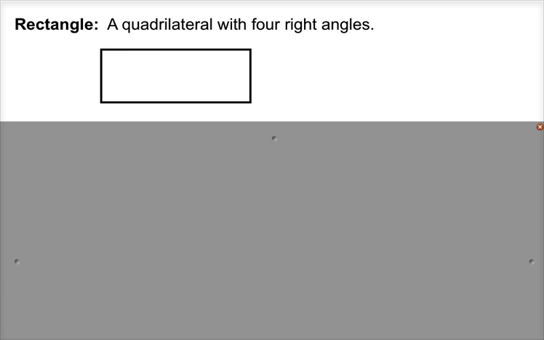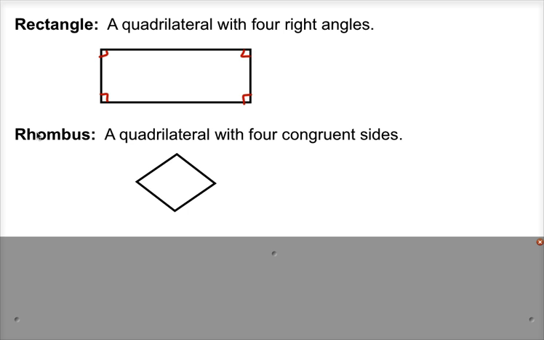A rectangle is a quadrilateral with 4 right angles. So if you see a shape that has 4 sides and all 4 angles happen to be right angles, then it's a rectangle. A rhombus is a quadrilateral with 4 congruent sides. So if you have 4 sides and they're all the same length, you have a rhombus.